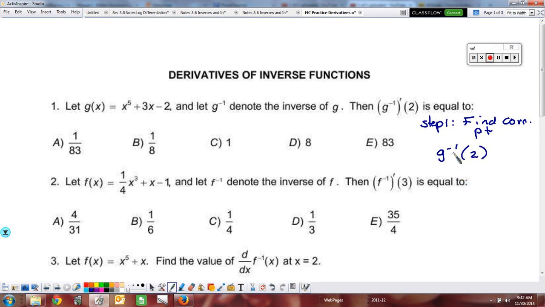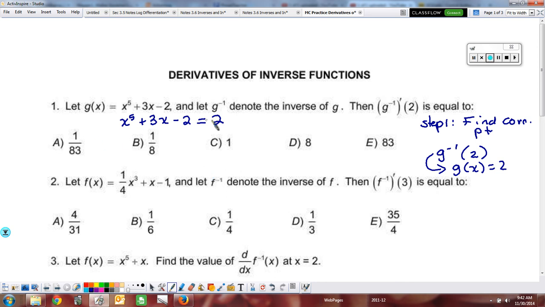Now, how do I find what the inverse is at 2? I'm not going to actually find the inverse function. I'm going to remember that we're going to let g of x equal 2, that the corresponding point uses the original function. We want to know, when does the original function equal 2? So over here, we have x to the fifth plus 3x minus 2, and I want to know, when is that equal to 2? And again, remember I told you that there was that guess and check strategy, that typically the value you're looking for is something like 0, 1, -1, -2, or 2.